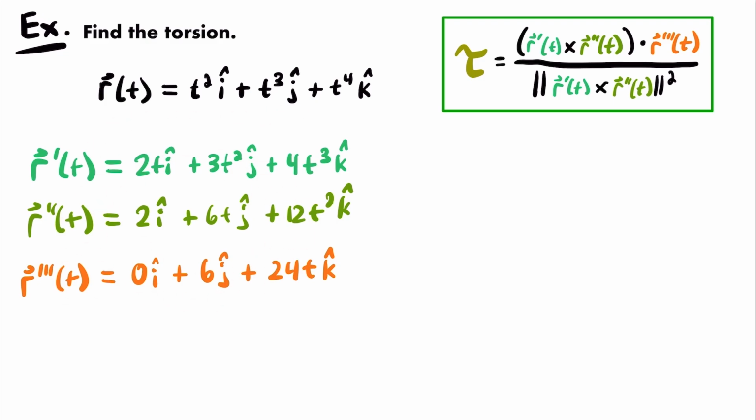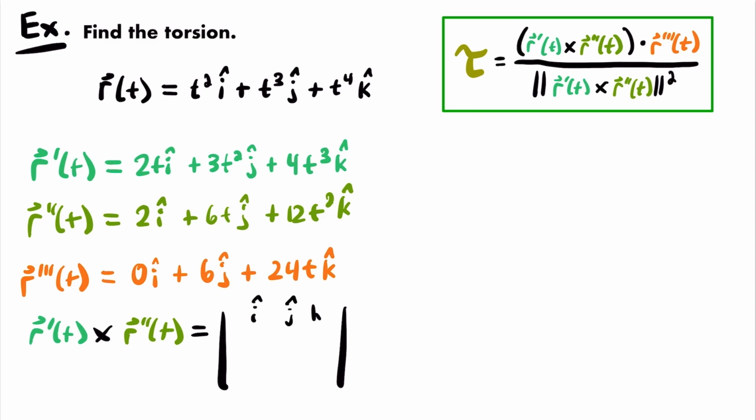All right, and so there we have the first three derivatives of our vector function. Now that we have those derivatives, let's work on the rest of this formula. We need to take the cross product of the first and second derivatives, so let's set that up: r prime of t cross r double prime of t. Setting up the 3 by 3 matrix, we have i, j, and k. The second row will be the components of r prime of t, so that's 2t, 3t squared, and 4t cubed. The bottom row will be the components of the second derivative: 2, 6t, and 12t squared.